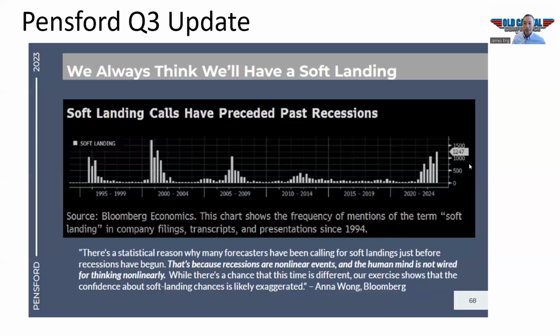So a lot of people are calling for a soft landing in terms of the economy, and this chart shows that almost all the soft landing calls have been followed by the next recession. The number of soft landing mentions is very high right now. Good news is bad news, or bad news is good news. So if there is a recession sooner, then the Fed will start cutting rates sooner than predicted.